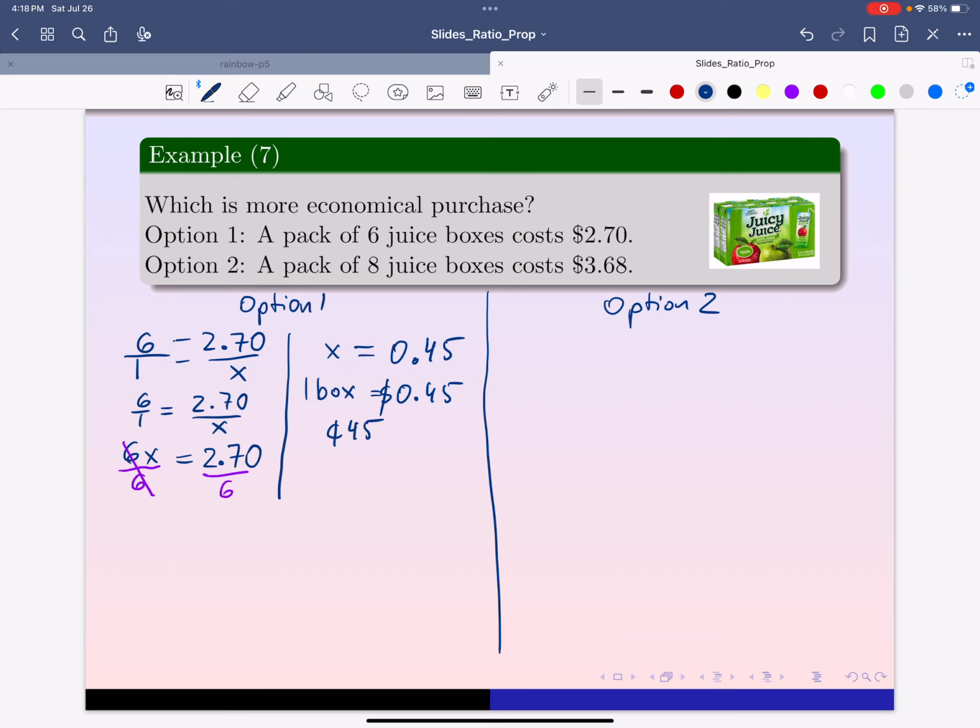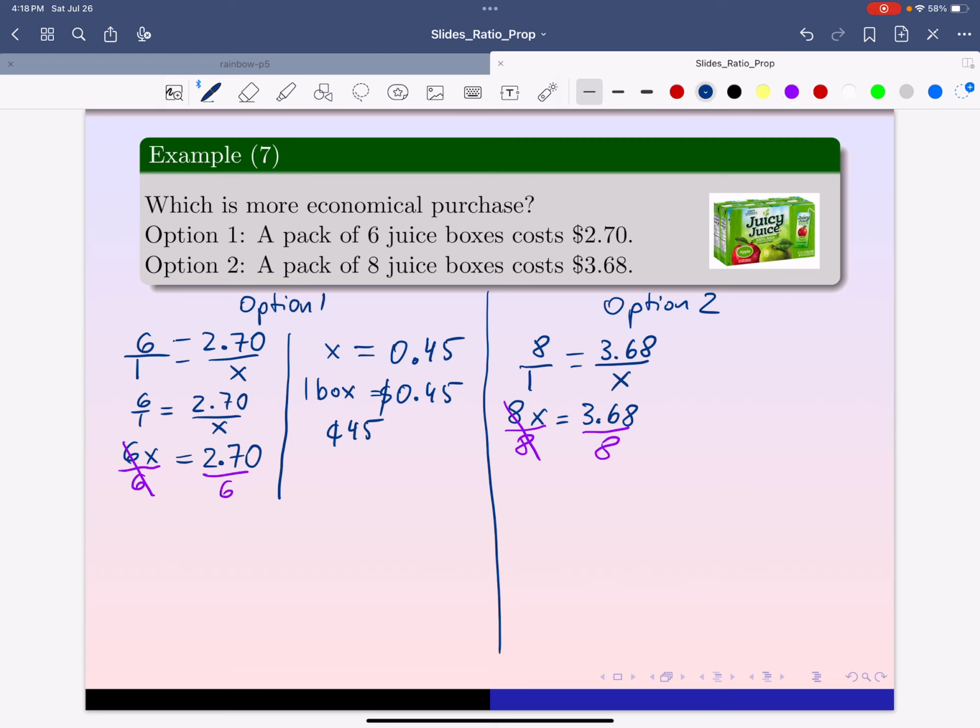Let's see option 2. We have 8 boxes, and that costs $3.68. Now for 1 box, we want to know how much it costs. So that is my proportion, and we can use it as before, cross multiply. Those two are going to be equal to those two. So we have 8x is equal to 1 times 3.68, which is 3.68. To solve it, we will divide by 8.